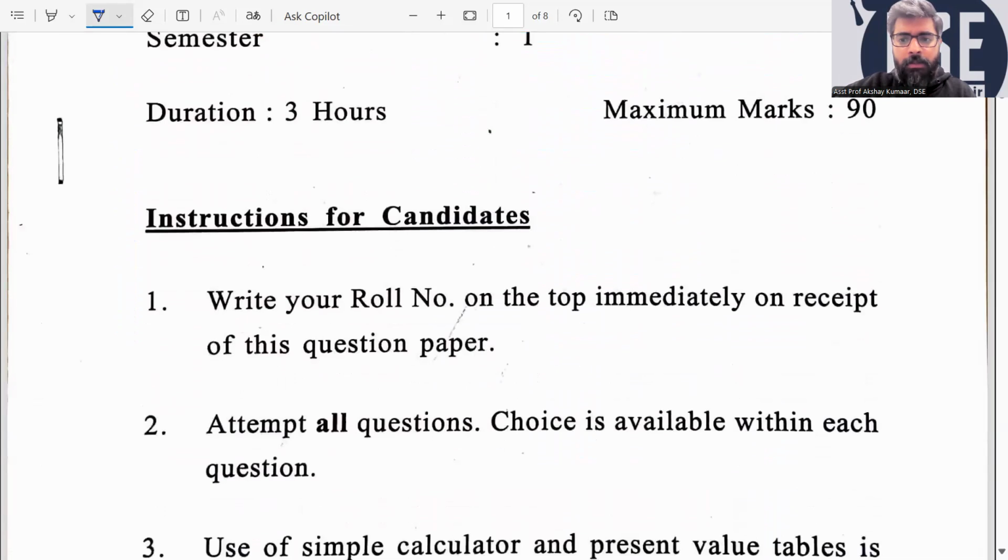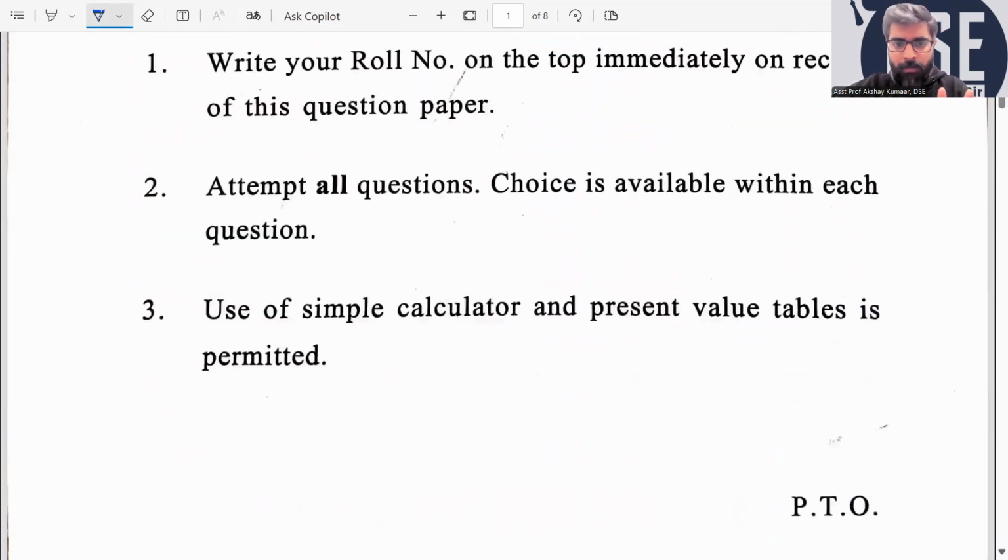Okay. And if you look at the question paper, all questions have to be attempted. So there is no internal choice in the question paper. You have to attempt all questions. And you are allowed a simple calculator in the exam. And for questions which are based on concepts of present discounted value or compound interest, you will be provided the present value tables also in the university exam.